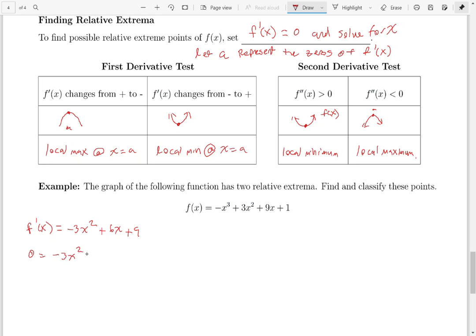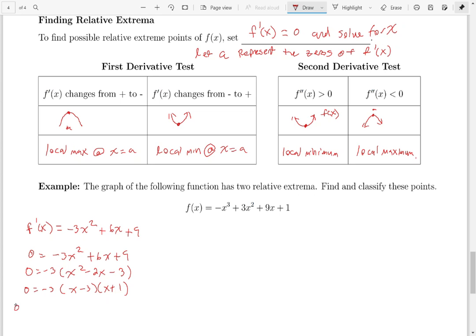That's negative 3x squared plus 6x plus 9. Personally, I'm going to factor out the negative 3, so 0 is equal to negative 3 times x squared minus 2x minus 3. Then I'm going to factor this as 0 is equal to negative 3 times x minus 3 times x plus 1. Then to verify my correct factoring, 1 times negative 3 is negative 3, good. 1 minus 3 is negative 2, good. x times x is x squared, this works out.